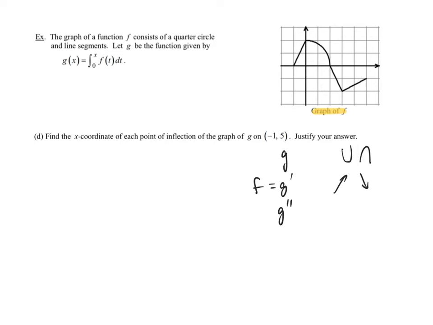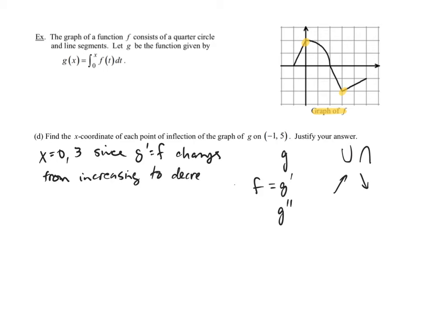We just need to find the values where f changes from increasing to decreasing, or vice versa. So I notice a couple of things. First of all, that happens at x equals 0. The function changes from increasing to decreasing, and the function changes from decreasing to increasing at x equals 3. So I have 2 points of inflection here, x equals 0 and 3. And that reasoning is since g prime, which is equal to f, changes from, and I want to be very specific here, increasing to decreasing, or vice versa.